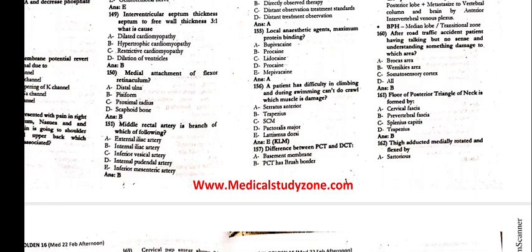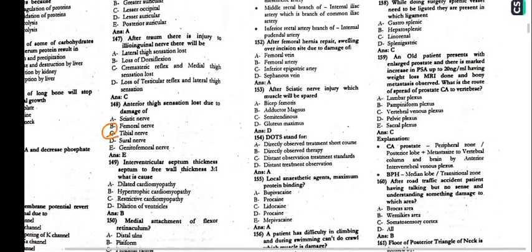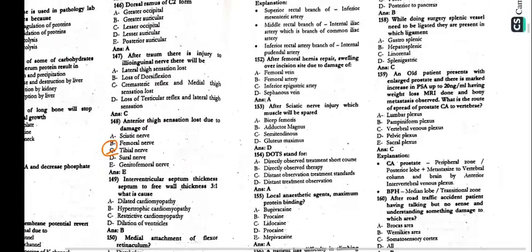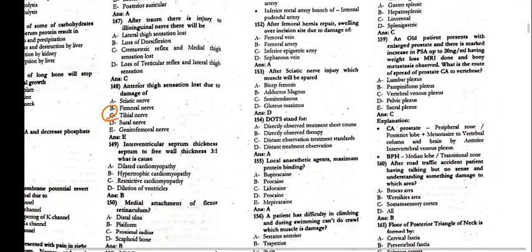157, differentiate between the PCT and the DCT. It is that the PCT has the brush border. 158, while doing the surgery, the splenic vessels need to be ligated. They are present in which ligament? It is the lienorenal ligament.